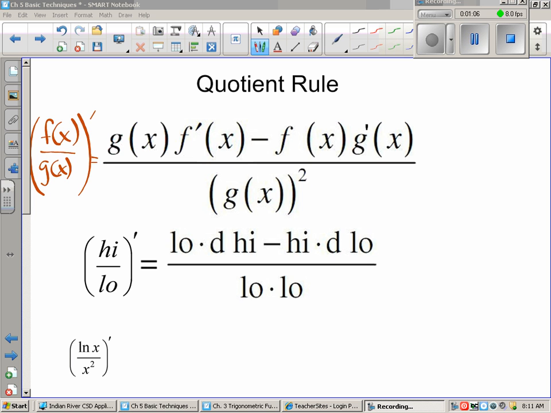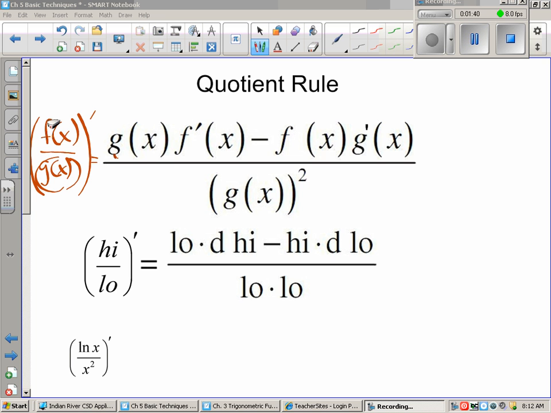So what this is basically saying is the one that's in the bottom, the low, the g of x, goes first. So low times the derivative of the one that's on top, or high. And then minus the one that's on top times the derivative of the one on the bottom, all over the bottom squared. A fun way to remember is low d high minus high d low all over low squared. Low d high minus high d low all over low squared.